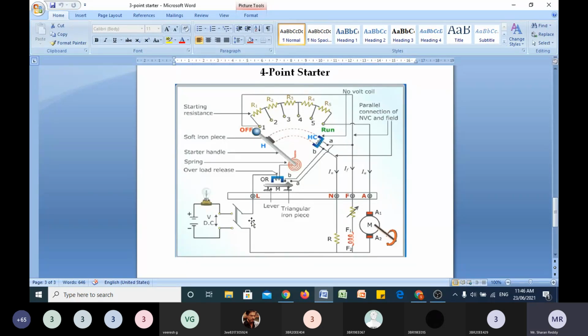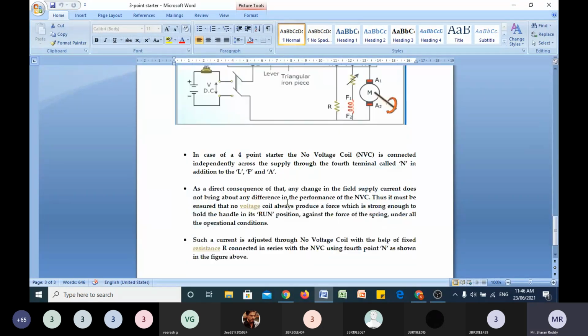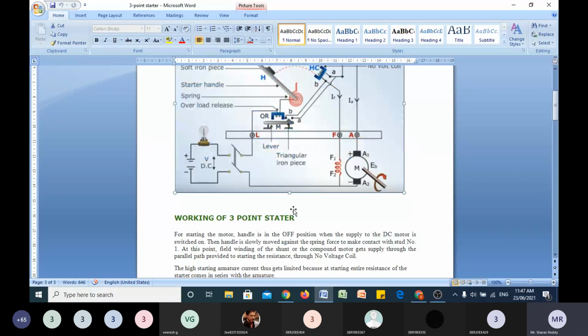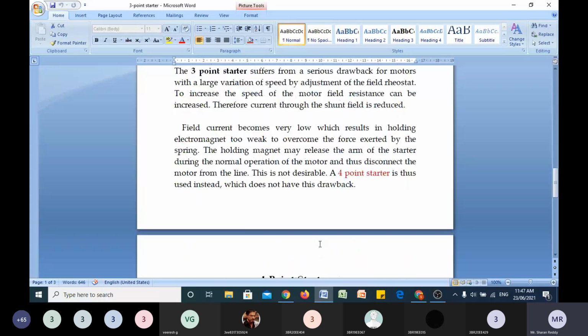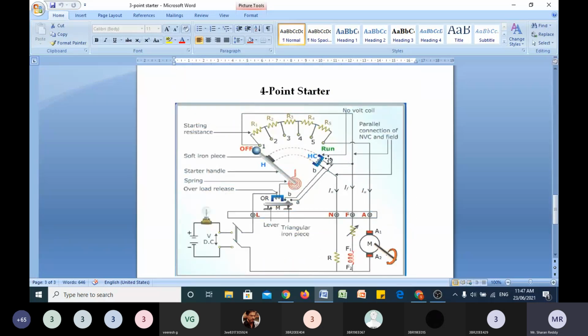So that is the 4-point starter, what you can say. In the case of the 4-point starter, the NVC is connected independently. Earlier, in the 3-point starter, it is connected in series with the field, through the supply and then to the series field. But here in the 4-point starter, it is connected independently. See, this is independently connected.